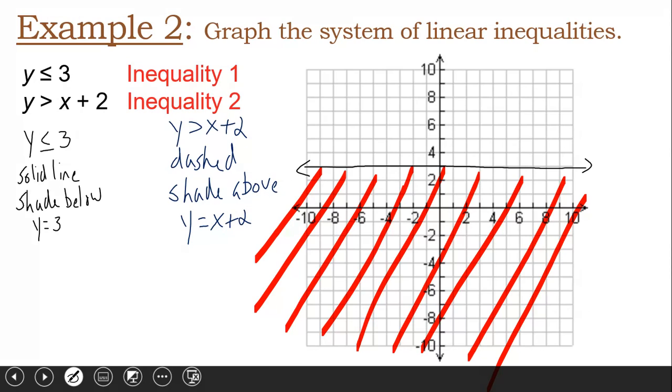Y equals x plus 2 has a y-intercept at 2. And the slope is equal to 1, or 1 over 1. So now I can go up 1 over 1, up 1 over 1. And I can go down 1 and to the left 1. And you want to make these lines as long as possible. I know it's going to be a dashed line.